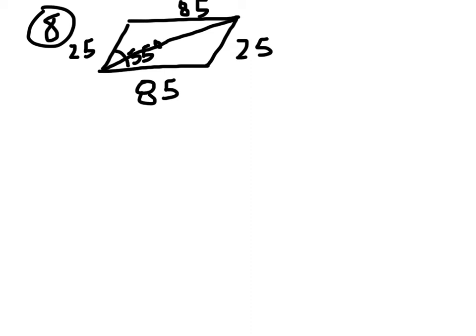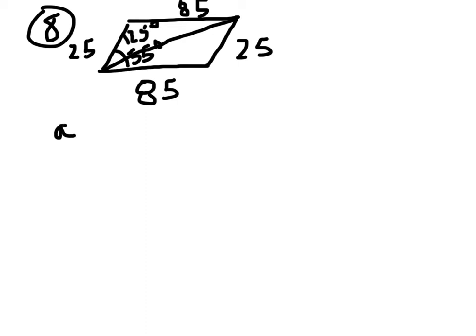So the only reason they're telling us this is so that we can figure out this angle here, because a property of parallelograms is that this angle and this angle, called consecutive angles, are supplementary. So 180 minus 55 is 125. This angle is 125 degrees, and this is a classic setup where we have two sides and the included angle. That's a law of cosines problem.